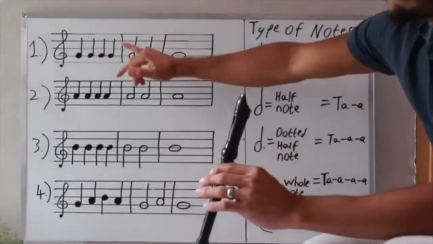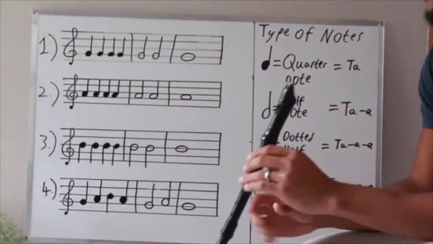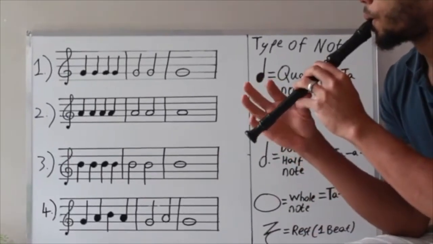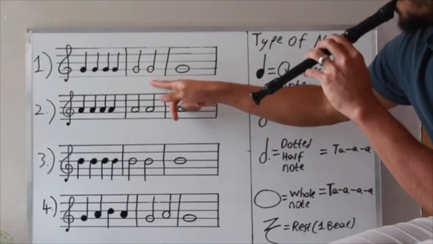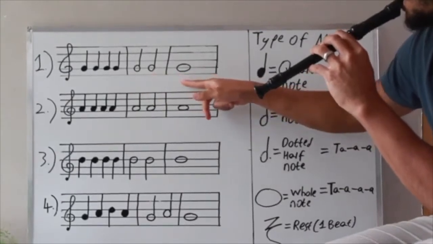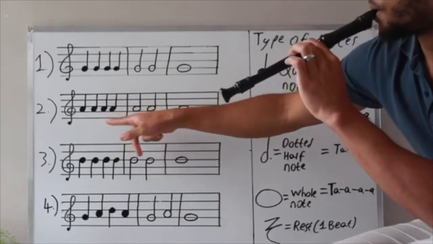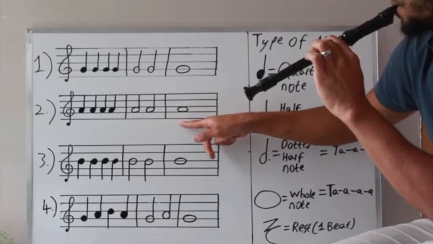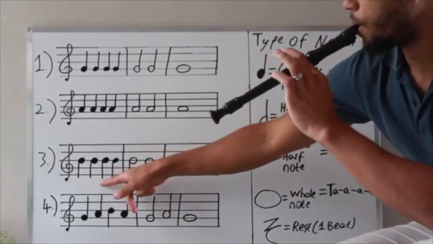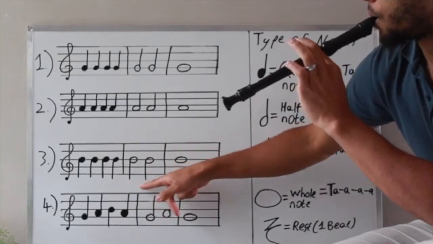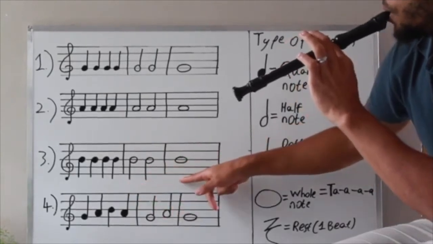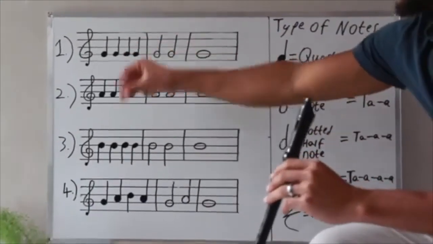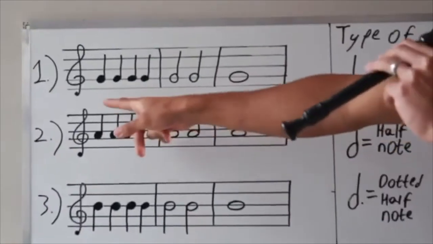So let's try it from 1, 2, and 3. Follow me and let's go for it. 1, 2, 3, let's go. Let's do it again. Line number 1 till line number 3. 1, 2, 3, go.